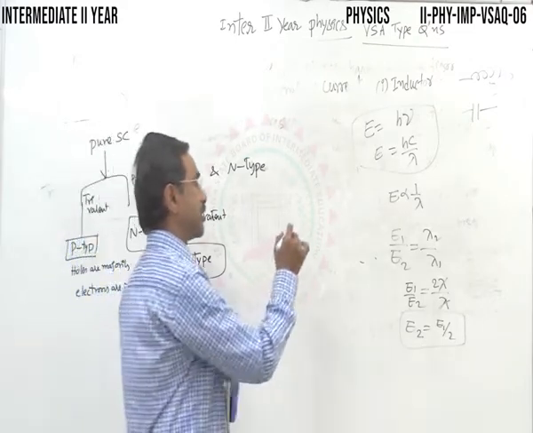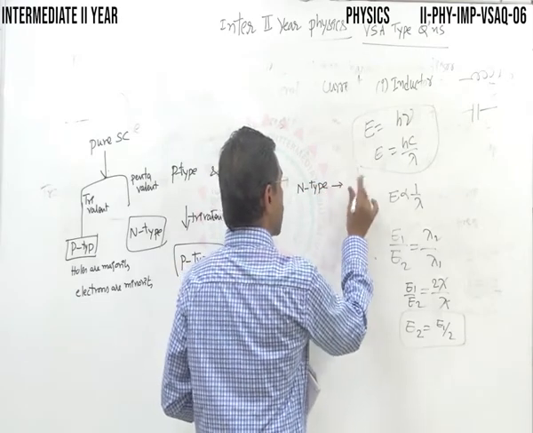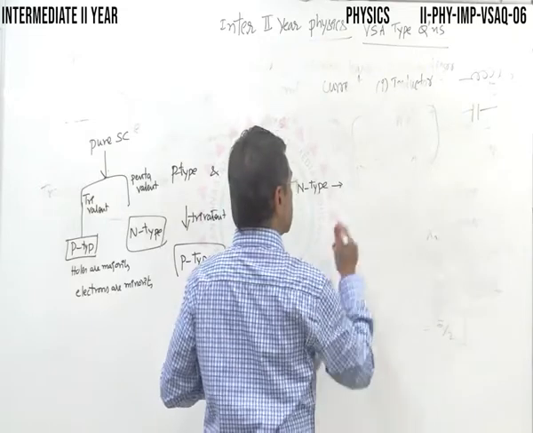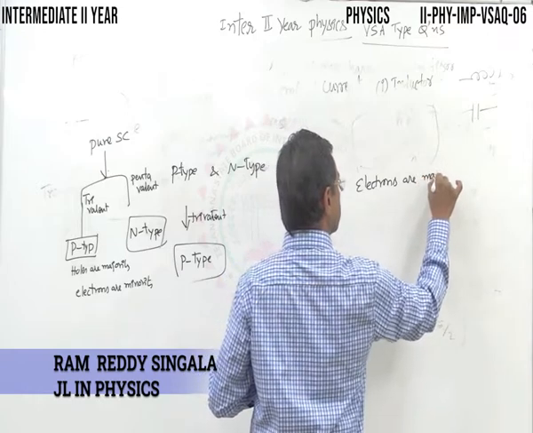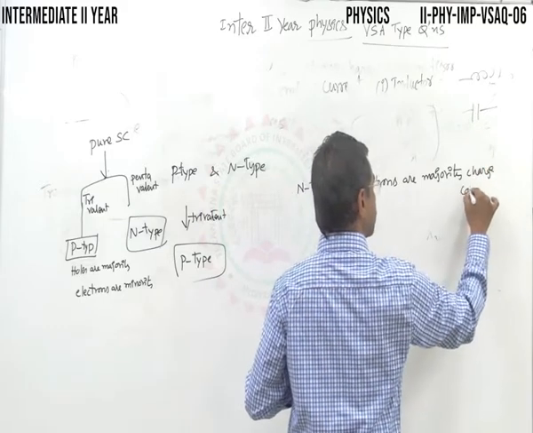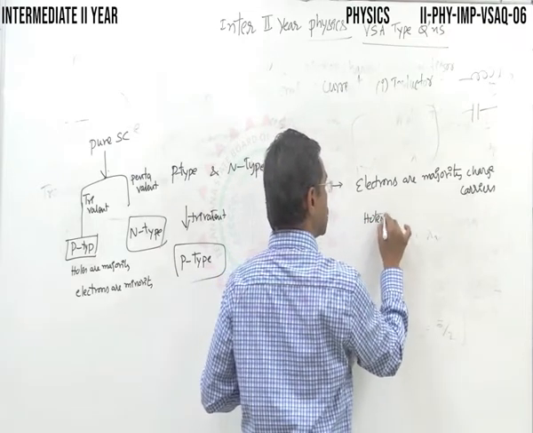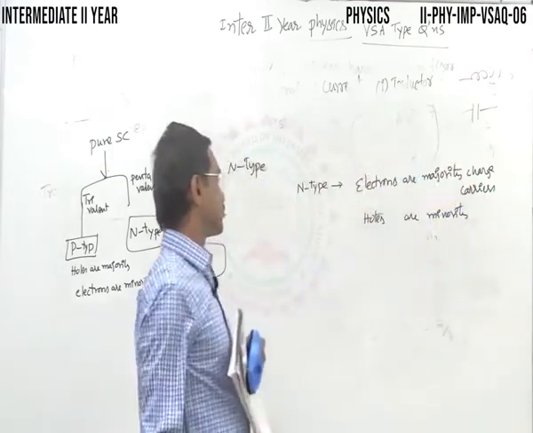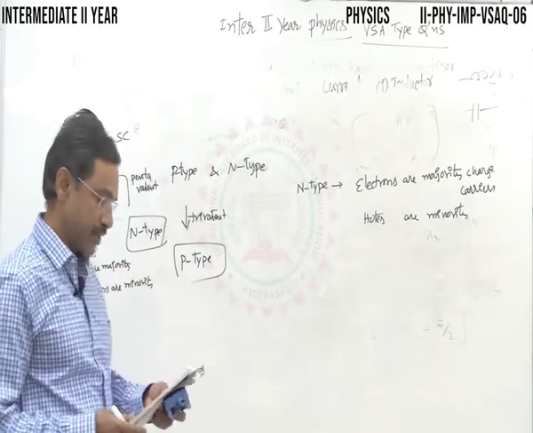Right? A pure semiconductor on doping becomes an n-type semiconductor. In an n-type semiconductor, what happens? Reverse: electrons are majority charge carriers, and of course holes, positively charged, are minority charge carriers. In a p-type semiconductor, holes are majority charge carriers, and electrons are minority charge carriers.